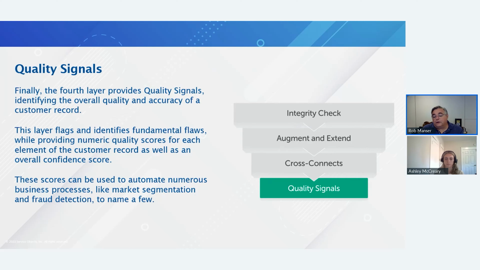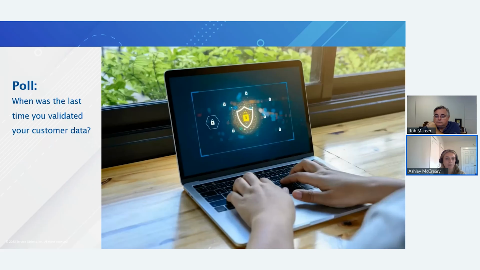But we'll dive into some of those use cases in a minute. But before we do that, I think Ash has a quick little poll she wants to put up. Yes, let me push it out. So the question is, when was the last time you validated your customer data? Real time, 0 to 3 months, 6 to 12 months, once a year, or never?